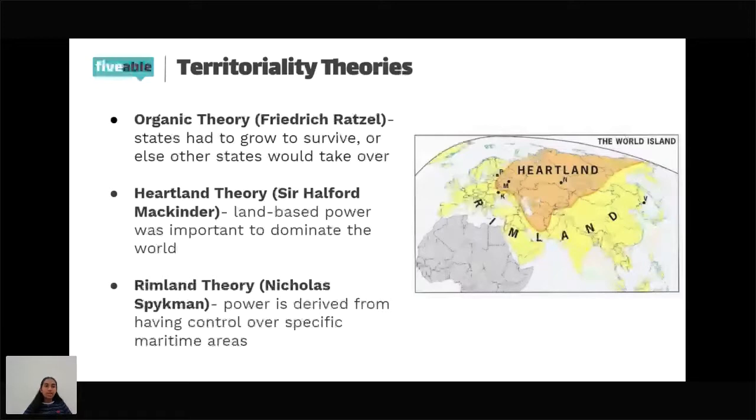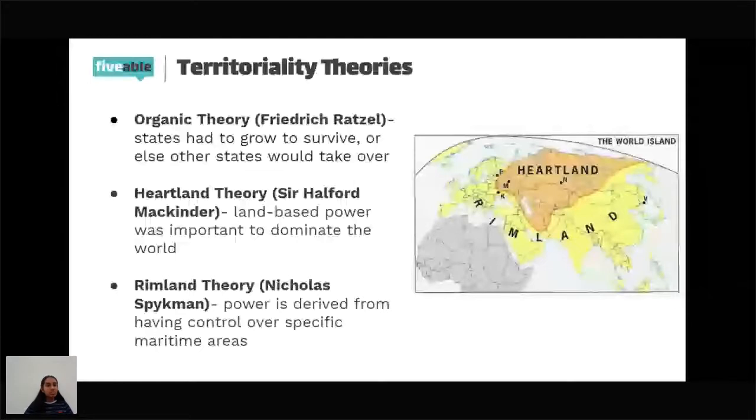So first, the organic theory by Frederick Ratzel. He said that states had to grow to survive or else other states would take over. And Ratzel basically made an analogy between states and living organisms. And he just thought that if you didn't grow your territory or expand, you wouldn't exist and other states would take over.